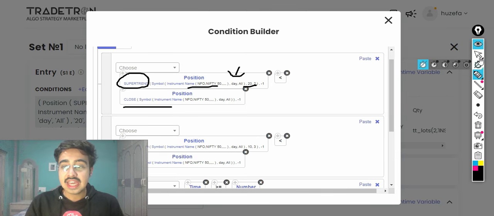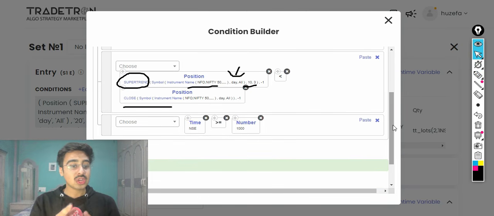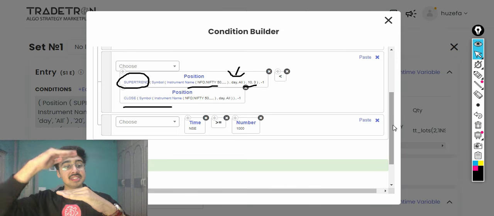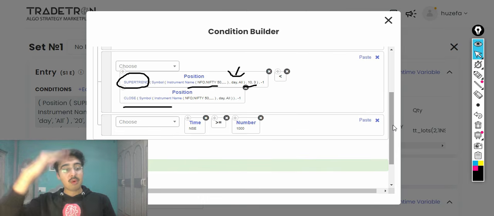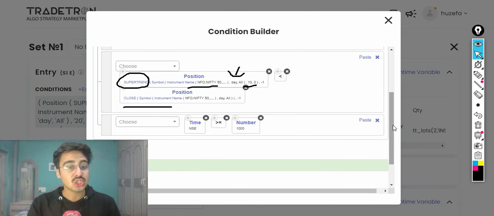I'm doing the exact same thing for my second super trend. So I'm now looking at super trend 10-3. If my super trend 10-3 is at this point and the price is at this point, in that case, I am basically getting a confirmation that both of my super trends are below the current price of the Nifty 50 instrument spot. So that is the logic that I'm getting.